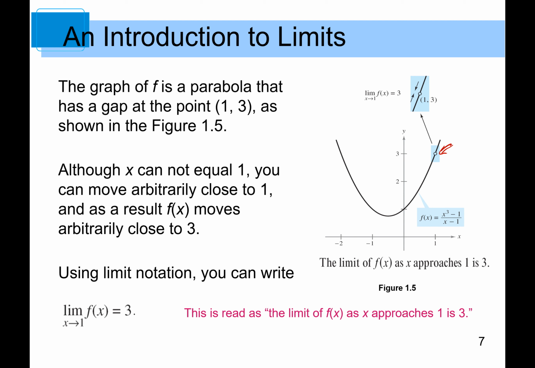Although x cannot equal 1, you can move arbitrarily close to 1. As a result, f of x moves arbitrarily close to 3. So basically, using limit notation, you can write the limit as x approaches 1 of f of x equals 3. This reads as the limit of f of x as x approaches 1 is 3. So this is an interpretation of limit.